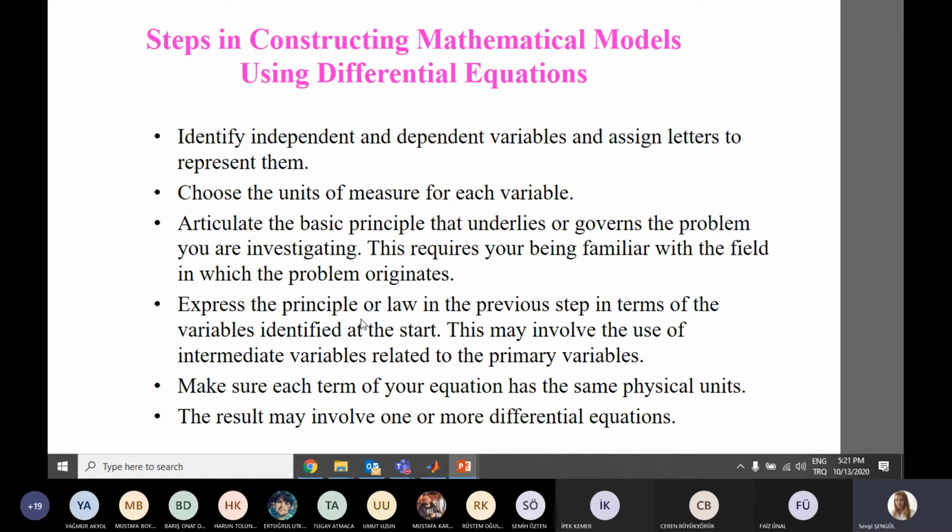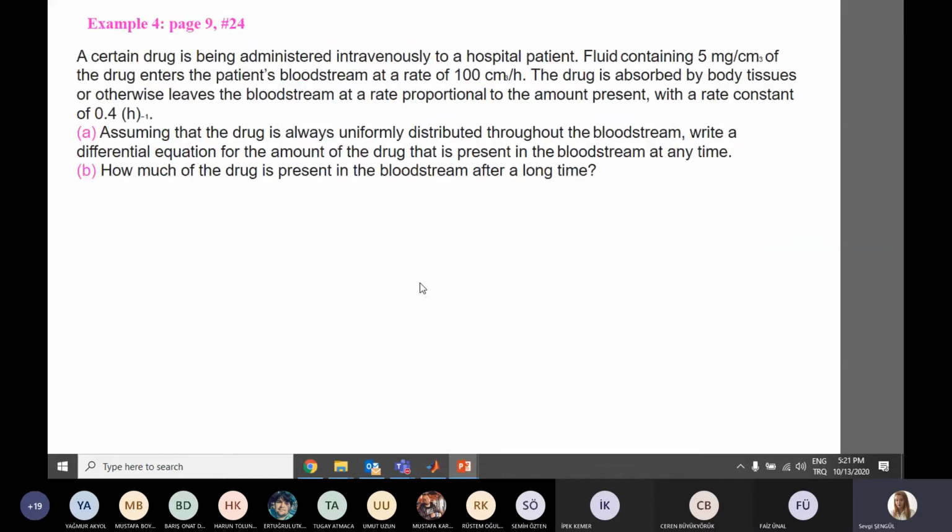And also you need to know how to express your principle according to the variables that you want. For example, F was equal to MA, but since we were interested in velocity, we wrote our principle with respect to velocity. So this is also important once you are defining your mathematical model.